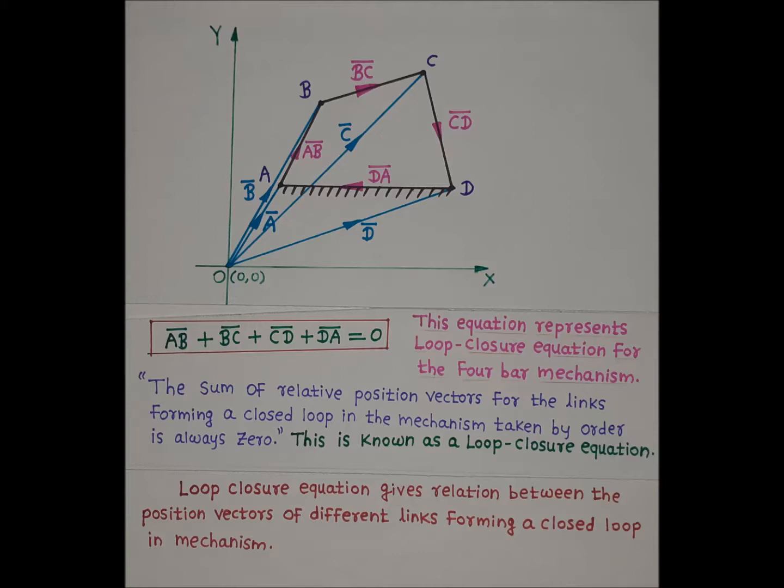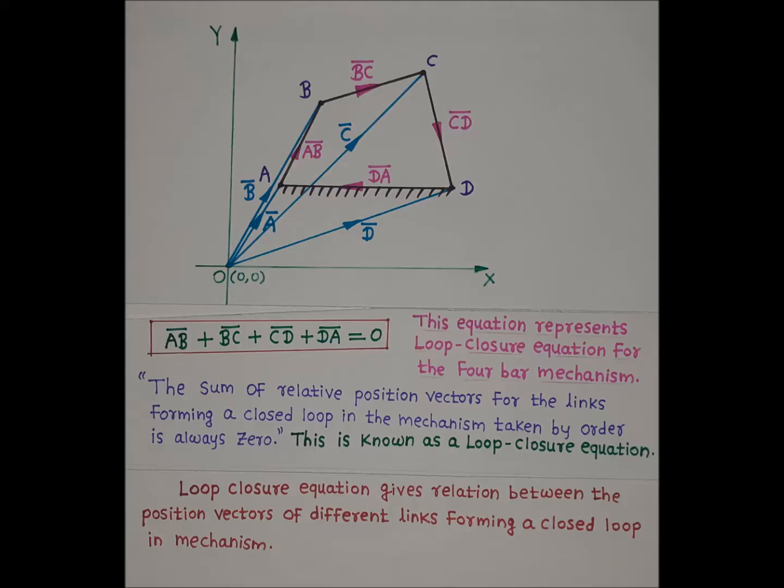Okay, so if we consider relative position vectors in a mechanism which has a closed loop, and if those vectors are taken in a certain order, then their summation will be 0. That equation is the loop closure equation. Which equation? The equation in which we have added relative position vectors. I hope the loop closure equation is clear.